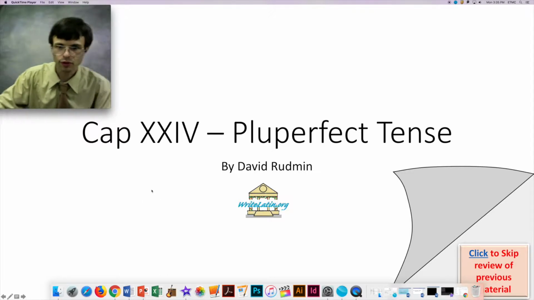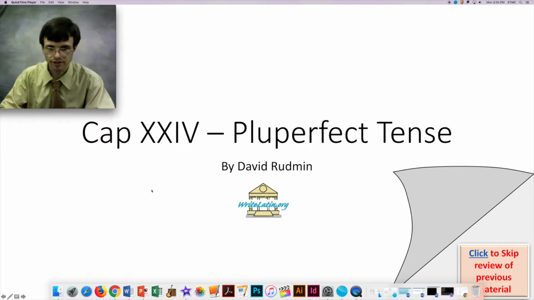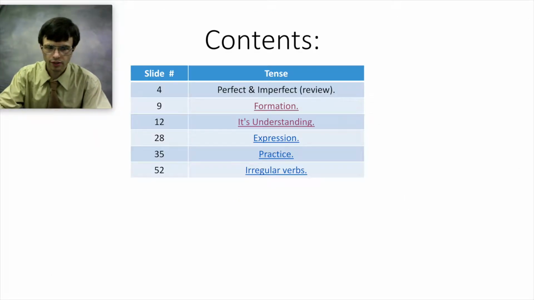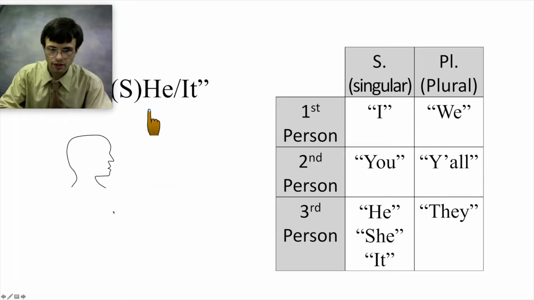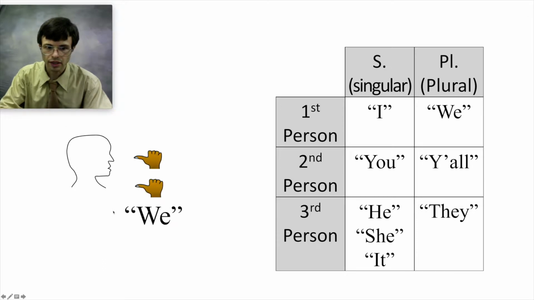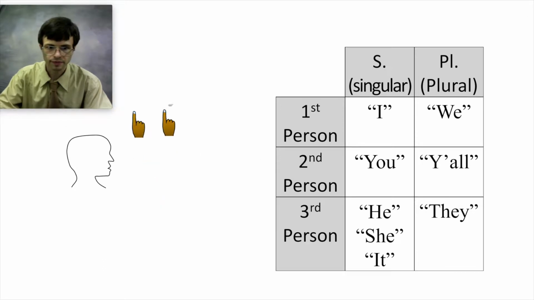Today in chapter 24 we're going to learn the pluperfect tense. First we'll review the time and completeness and the perfect and imperfect. Then we'll cover its formation, its understanding, its expression. We'll practice a bit and then cover irregular verbs at the end. First you have to know what the symbolism means. The thumb towards you means I, you, he, she, or it, we, y'all, they.